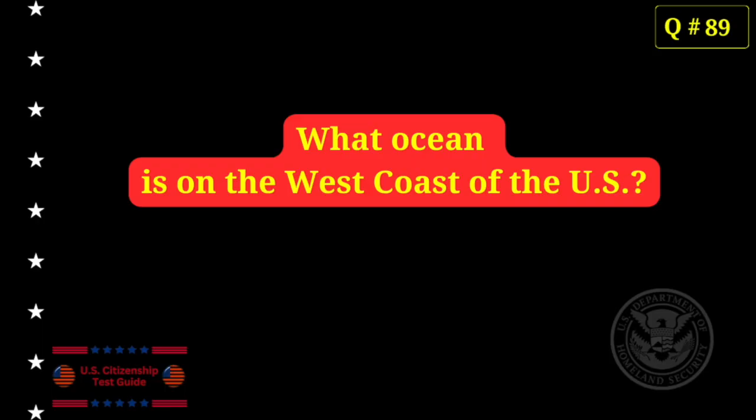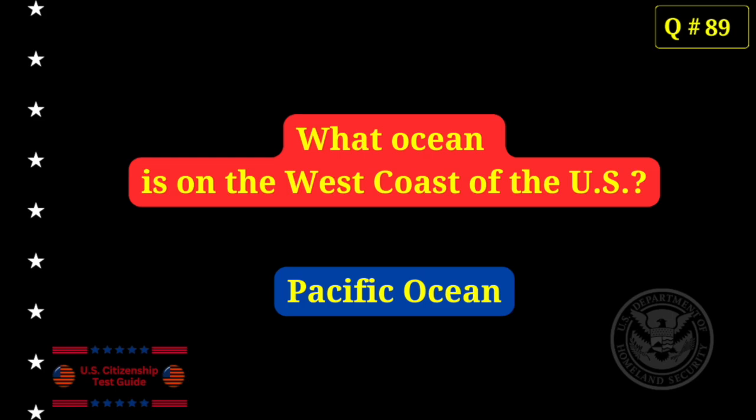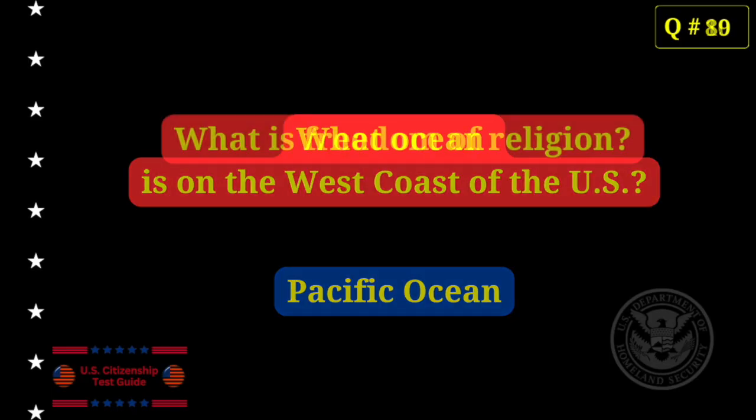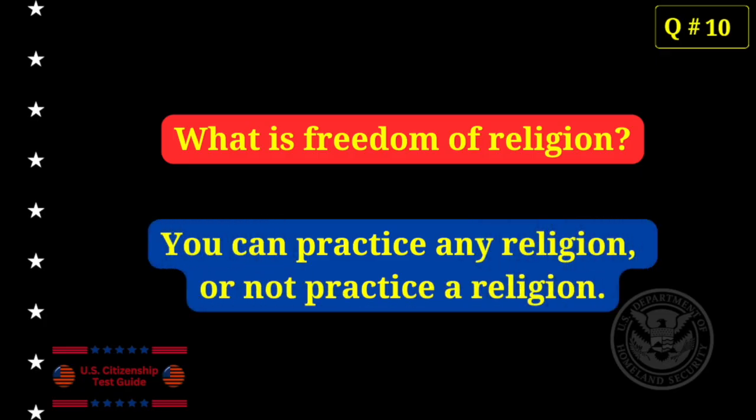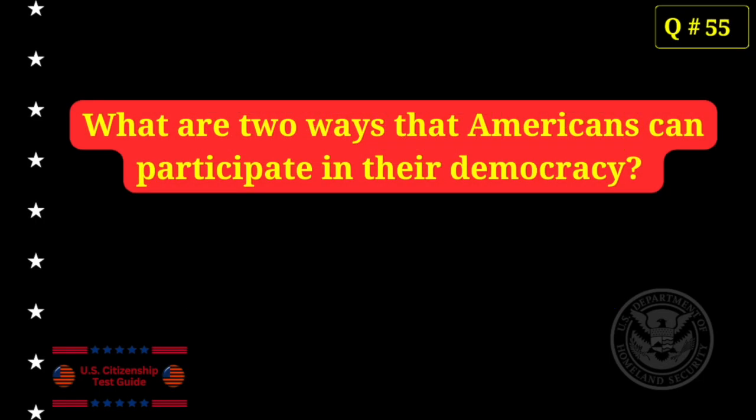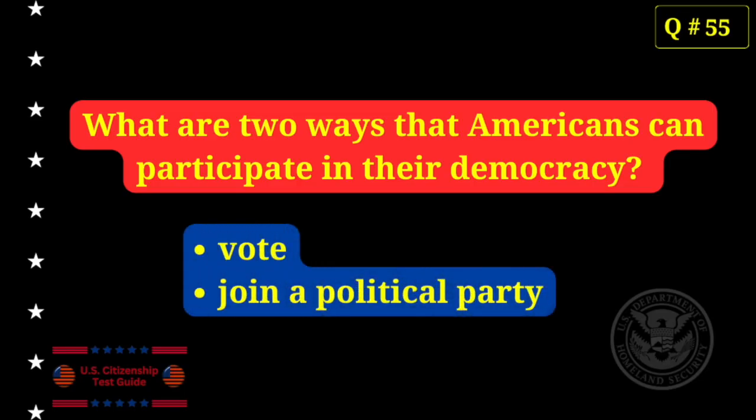What ocean is on the west coast of the United States? Pacific Ocean. What is freedom of religion? You can practice any religion, or not practice a religion. What are two ways that Americans can participate in their democracy? Vote. Join a political party.